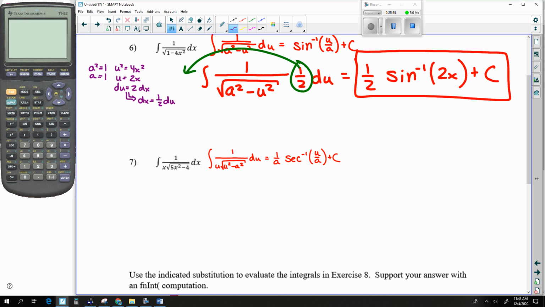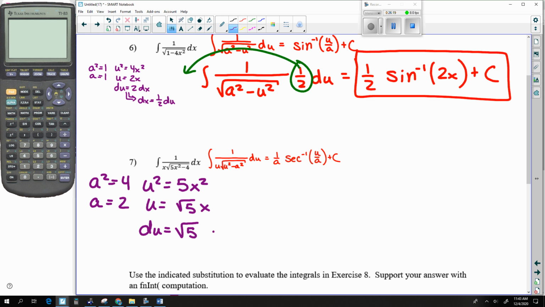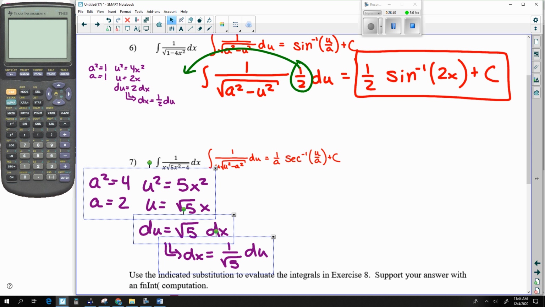Okay, so let's make our immediate substitutions. I made my a squared equal to 4. That makes a equal to 2. I made my u squared equal to 5x squared. That makes my u root 5 times x. And then du is equal to root 5 dx. So this is going to be dx is equal to 1 over root 5 du. So these are all the substitutions that need to be made.